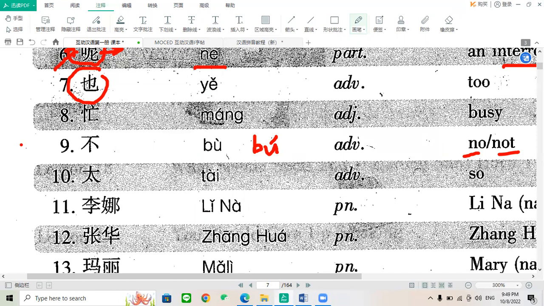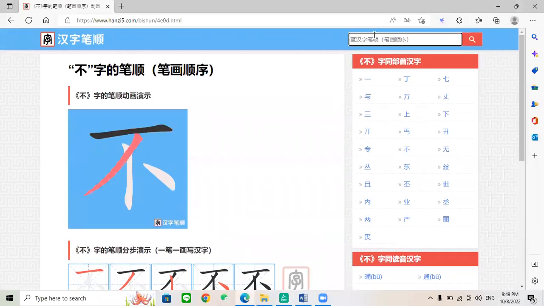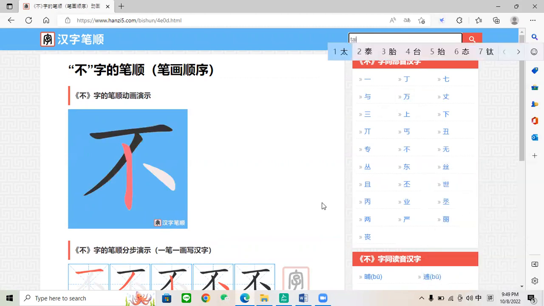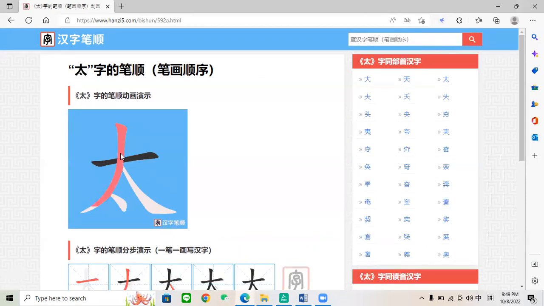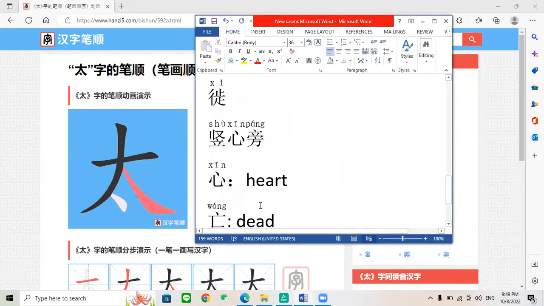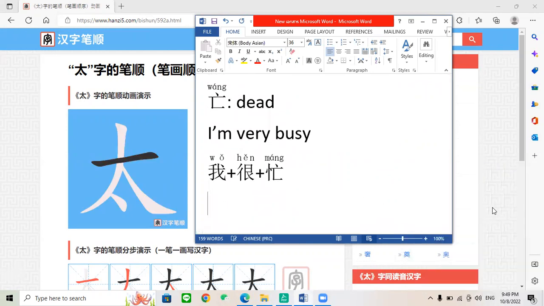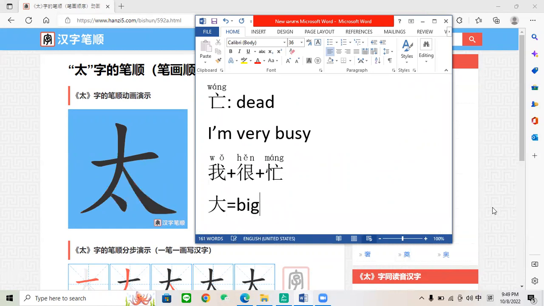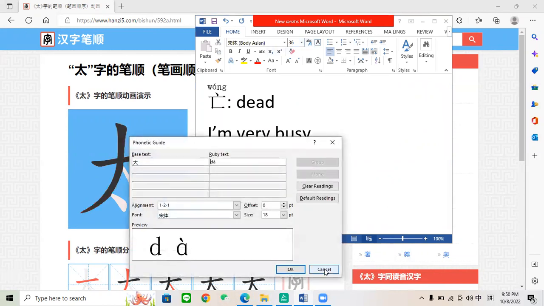Okay, 太. 太 means so, or too, or very. So it's very similar to 很, but 太 is usually used in the spoken language. Okay, so let's take a look at the structure of the character 太. This one is very easy. Actually, it includes two parts. First part is one character, 大. 大 means big, okay.